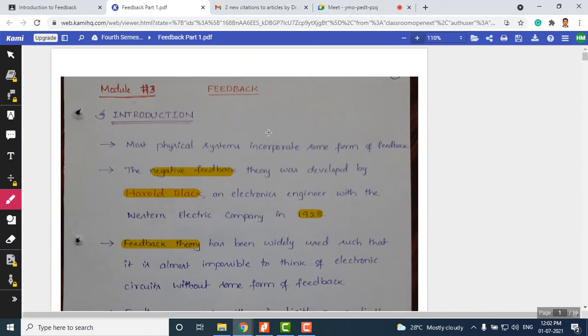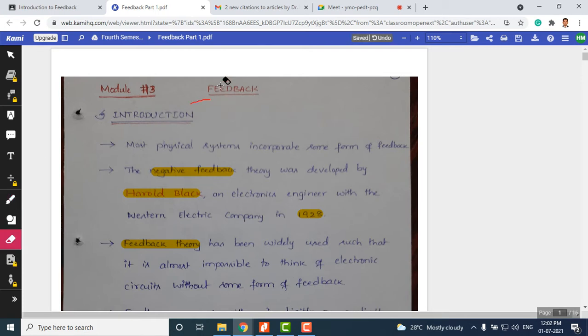You can see the same material is already uploaded in the Google Classroom. Students can follow that. Okay, let me start with feedback. We have already discussed the fundamentals of feedback in the oscillator chapter. Hope you recall, in oscillators we use positive feedback, because positive feedback always produces sustained oscillations.